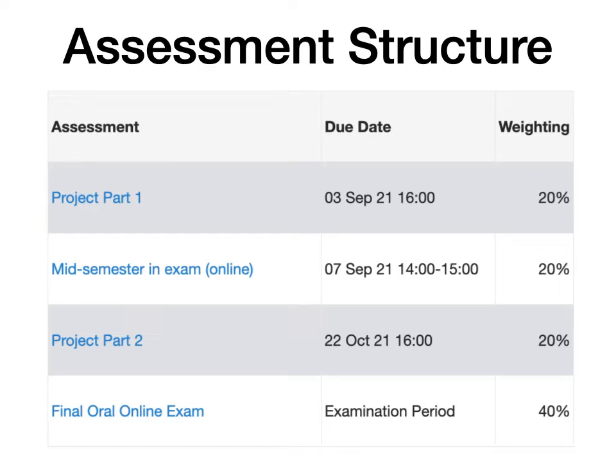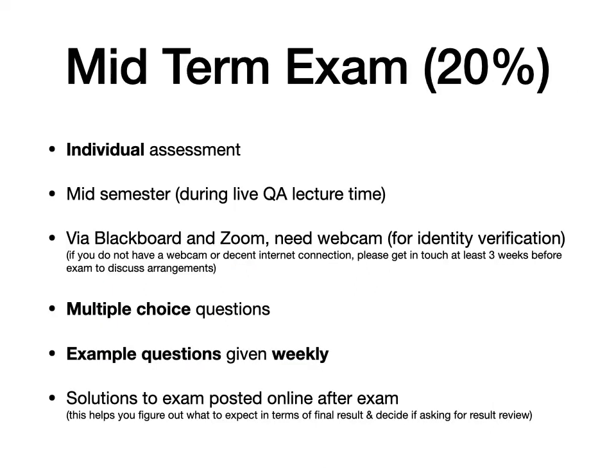Finally, there will be an oral exam. This will be conducted online and will be during the examination period.